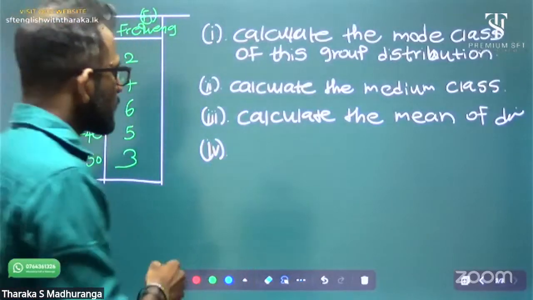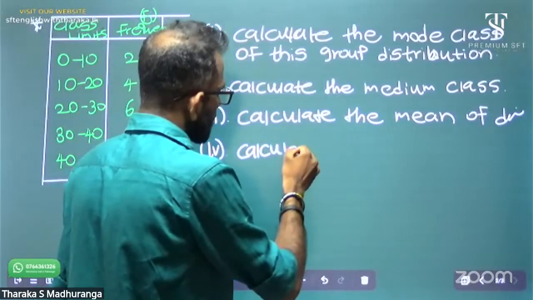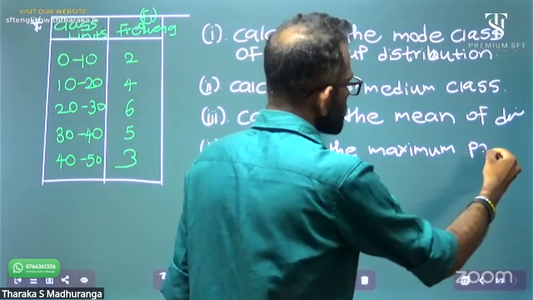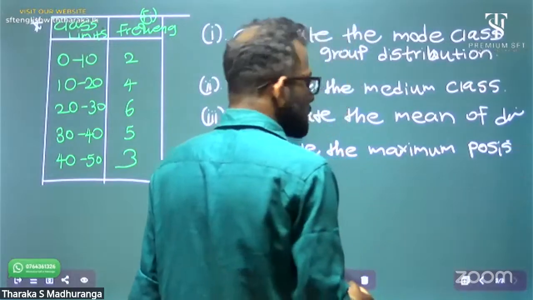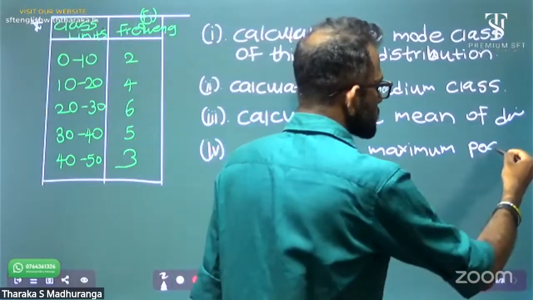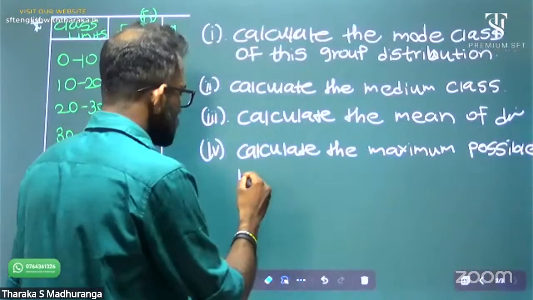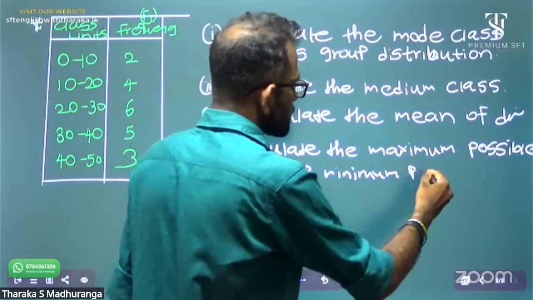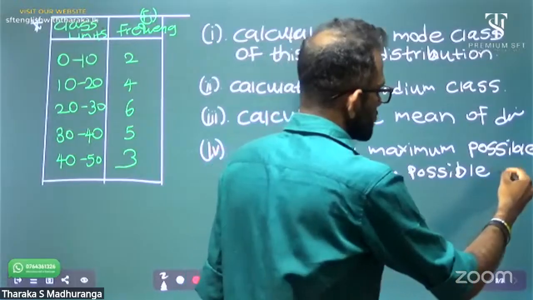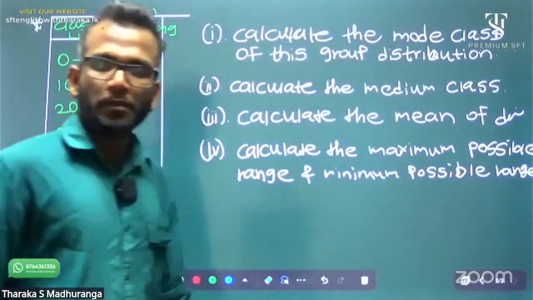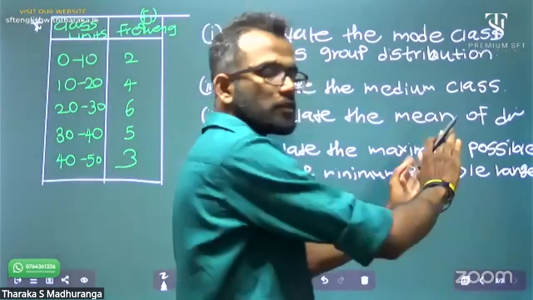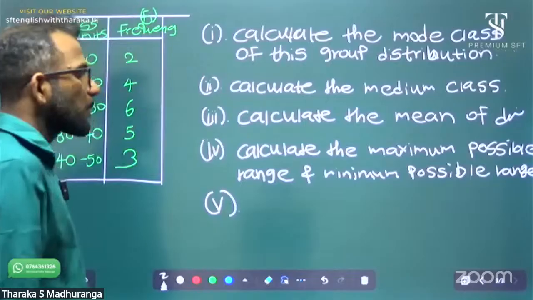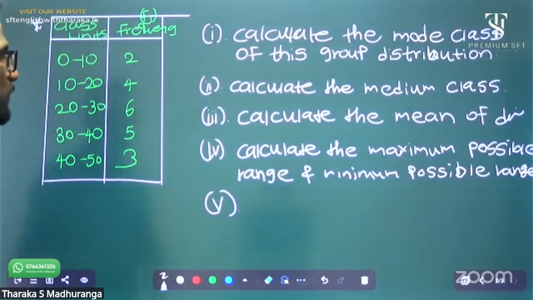Fourth one, calculate the maximum possible range and the minimum possible range. Maximum possible one and minimum possible one. Fifth one, okay, that's enough actually.